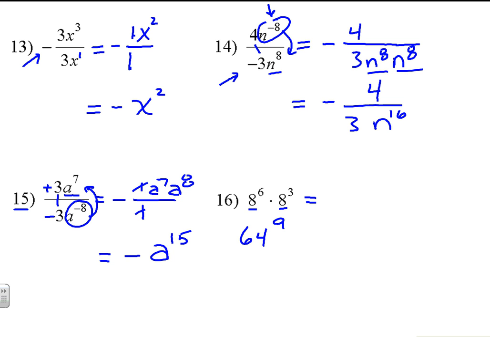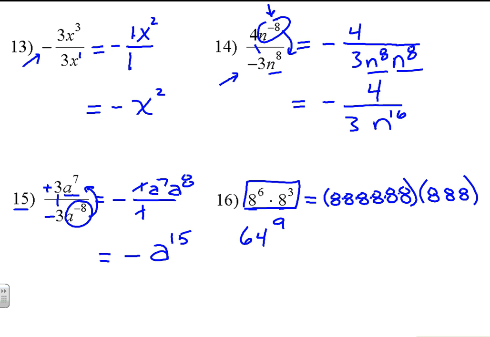I always say this. If I was to write this all out, I'd have an 8 and an 8 and an 8. All this is multiplied, an 8 and an 8 and an 8. There's 6 of them. And then I would have 3 more 8s. 8 and an 8 and an 8.